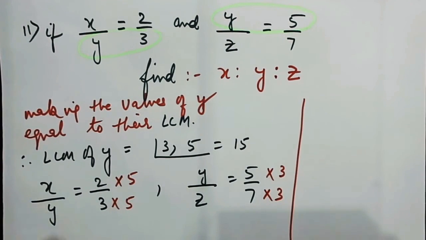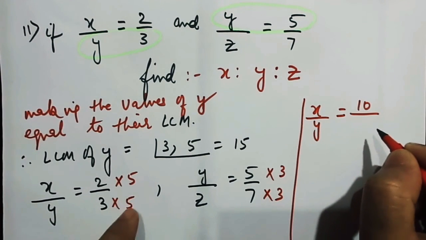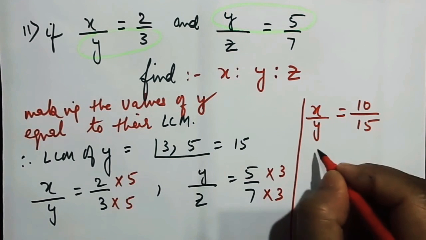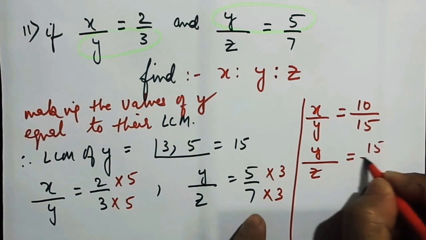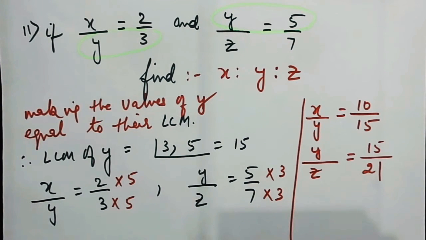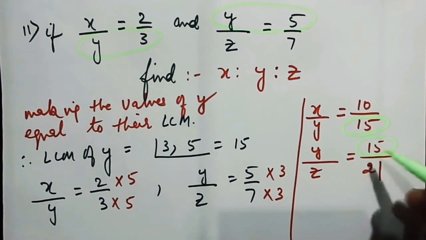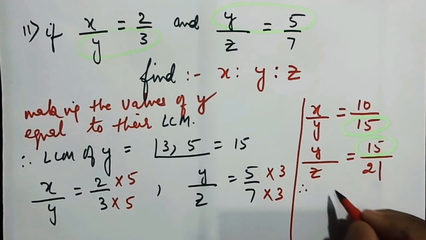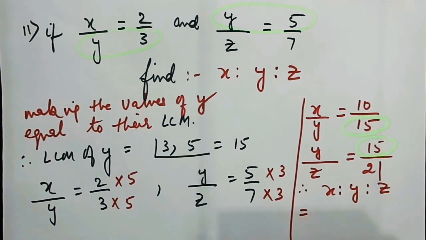Therefore, x by y will be equal to 10 by 15 and y by z is equal to 15 by 21. Now you can clearly see that the value of y became equal. Therefore, x is to y is to z will be equal to 10, 15 and 21.